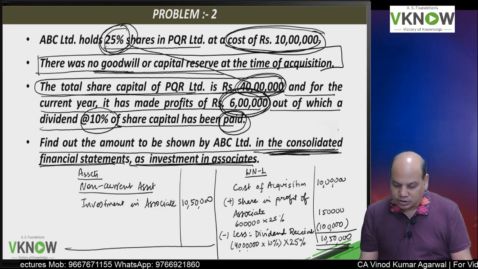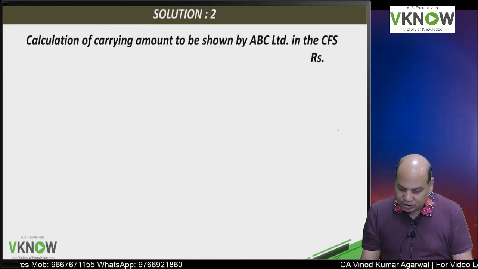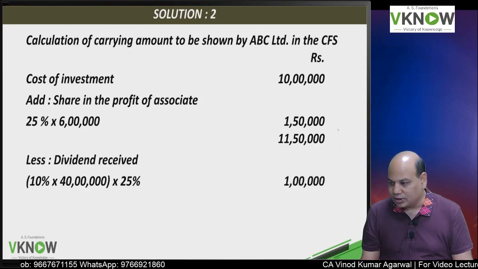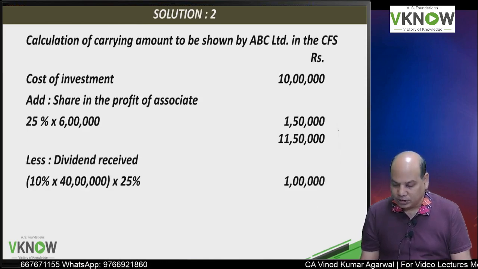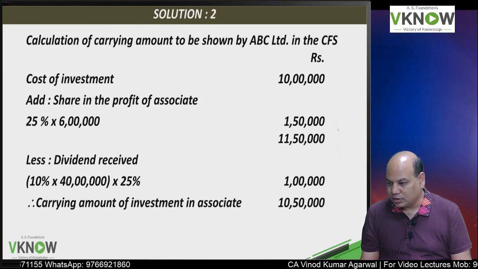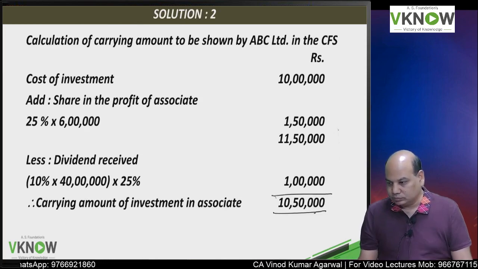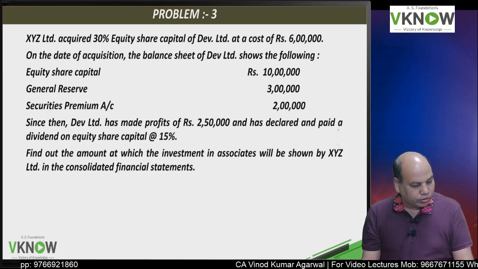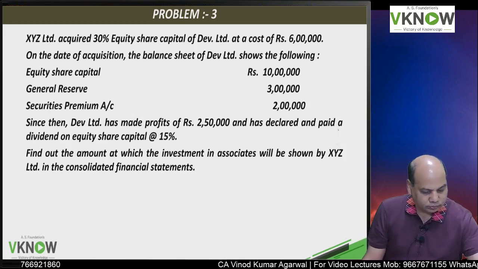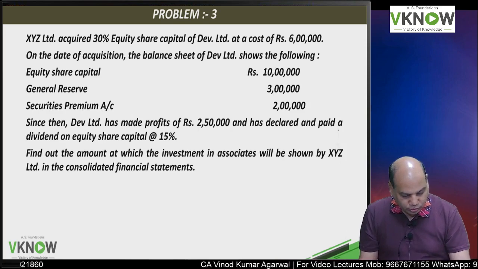Okay, any query on this? You can check the answer printed in the book also. First you take 10 lakh, add 1,50,000 minus 1 lakh, carrying amount 10 lakh 50,000. Then we'll go to question number 3.